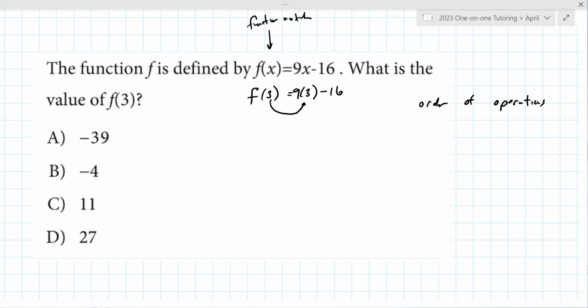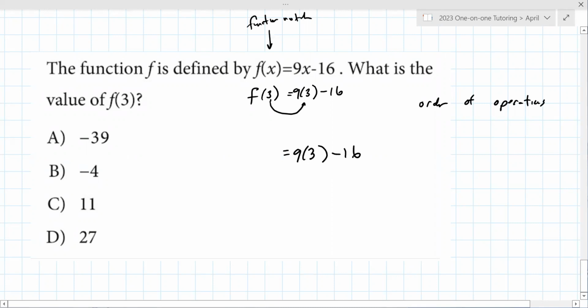I think so. Okay. 9 times 3 minus 16 equals 11. Do you feel like you're struggling here? Yeah, 9 times 3 minus 16. So that's going to equal 11. Yes, that's your answer. Oh, that's it? Oh, okay.